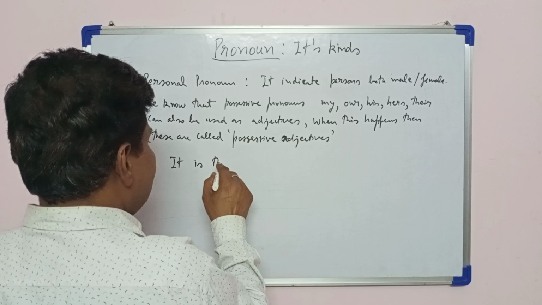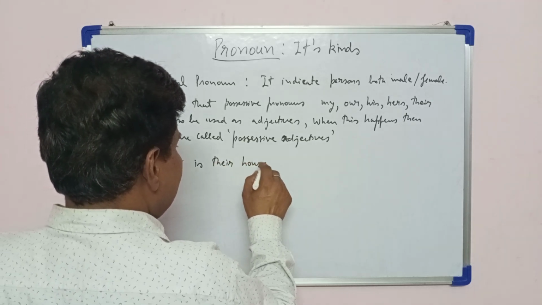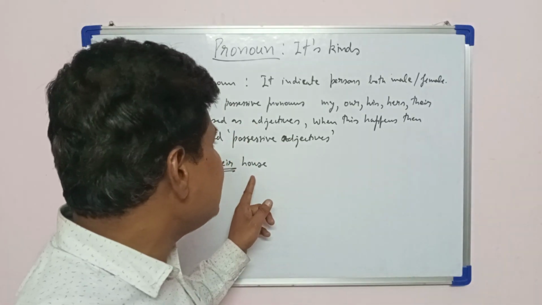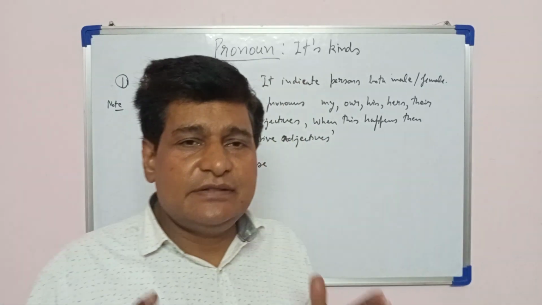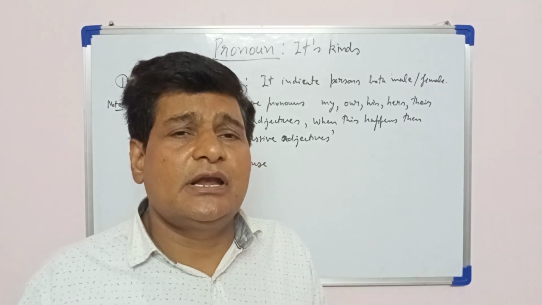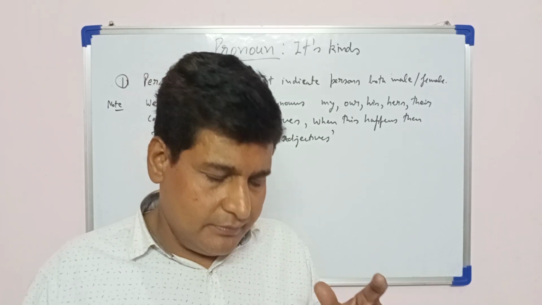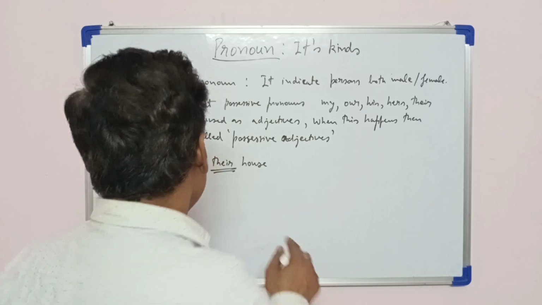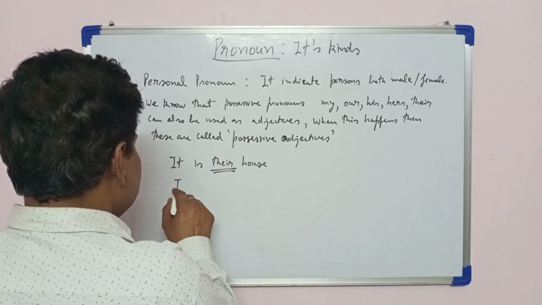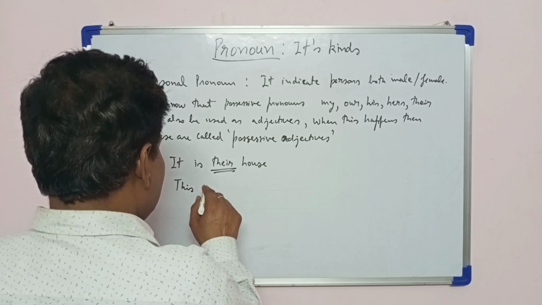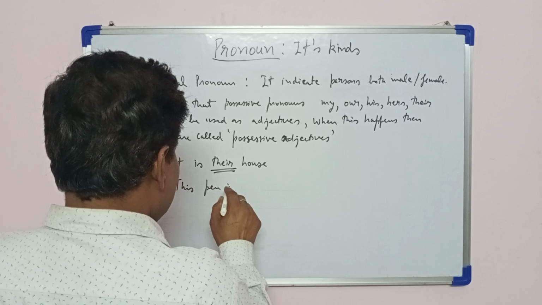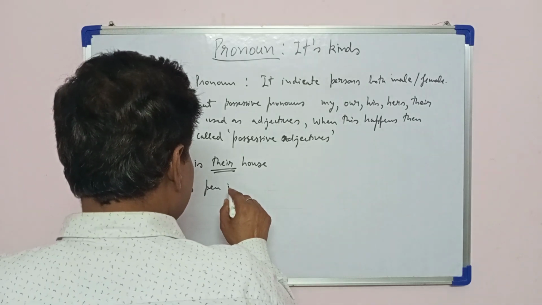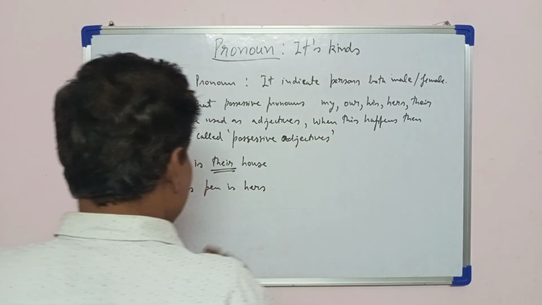For example, it is their house. So when they will be used with a noun, another important condition is that these possessive pronouns must be used with the noun. Then only they will be working like possessive adjectives. This pen is hers. This pen is hers.